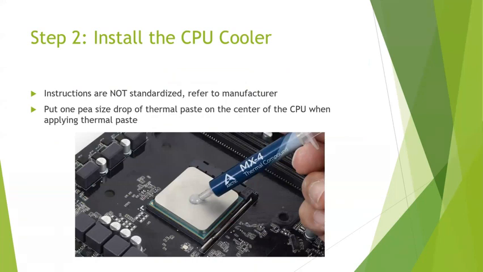Next, we're going to install the CPU cooler. Now, the instructions are not really standardized, so you'll have to refer to the manufacturer. But one thing that I can help you out with is the application of thermal paste, which is simply a compound that helps transfer heat from the CPU to the cooler. A lot of times CPU coolers have this already applied, so you don't need to add more.